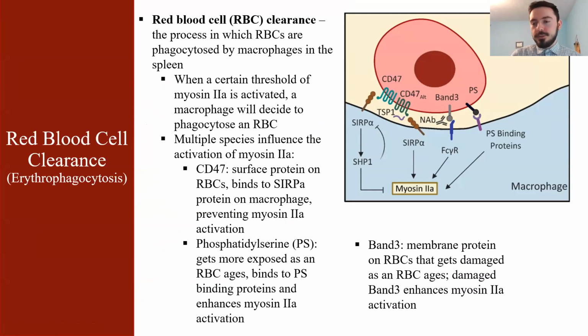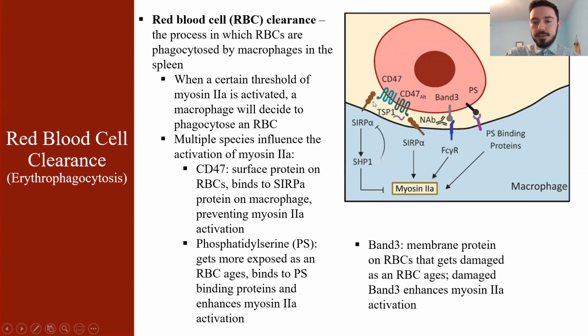Myosin 2A, some of you may know, is a protein that's involved in the contraction of muscles, but in macrophages, it triggers the phagocytic action of the macrophage. So it causes the macrophage to engulf the red blood cell. There are multiple species that influence the activation of myosin 2, and they're shown in this visual here.